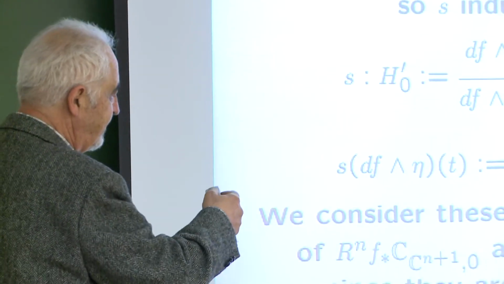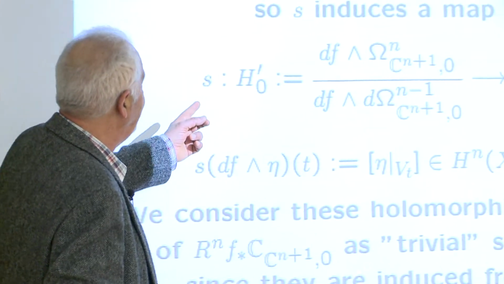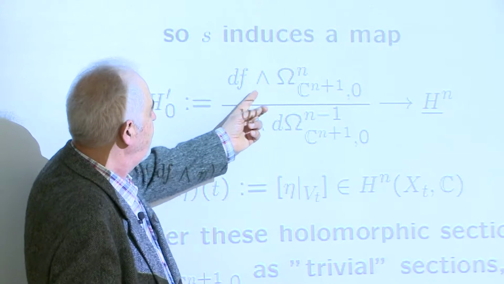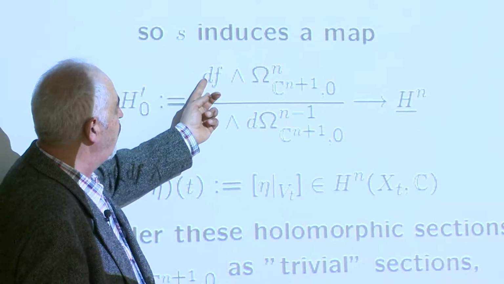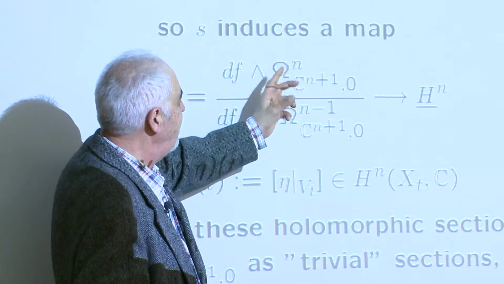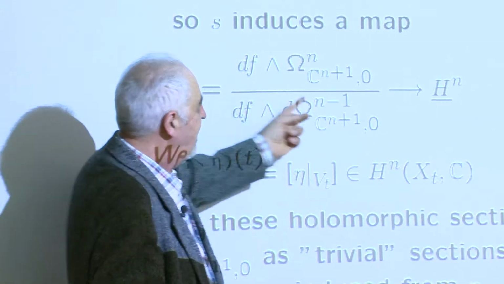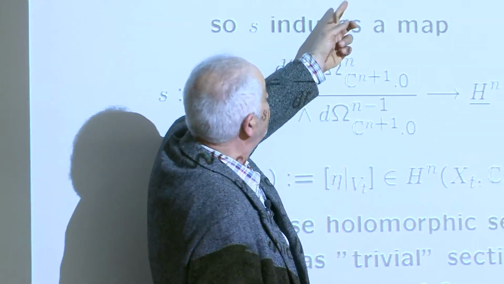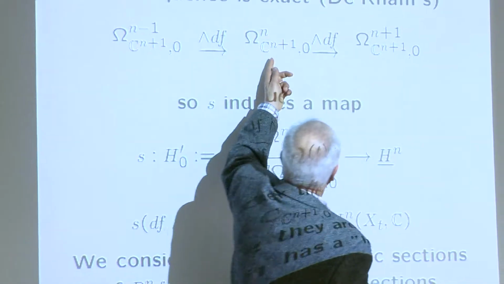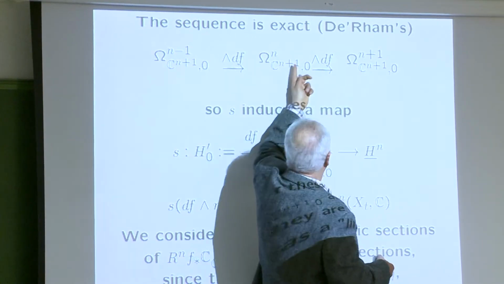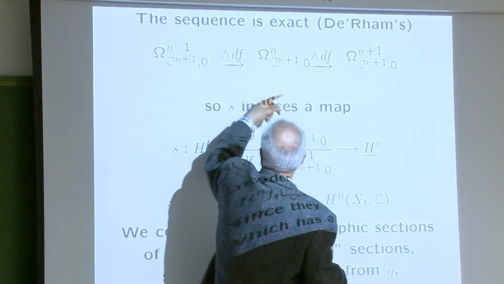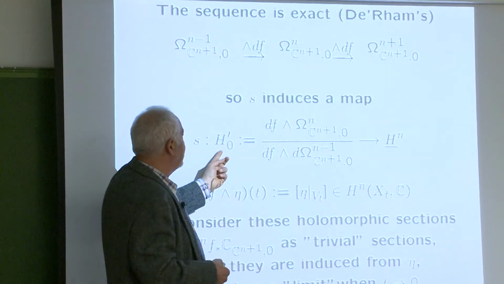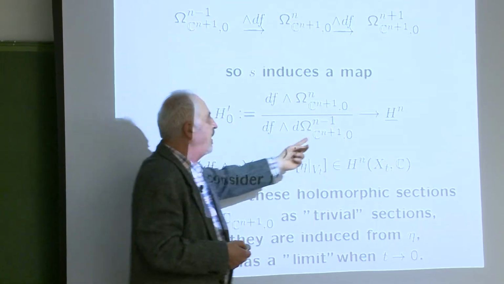By the de Rham lemma, this means that this S will be a function which is defined. If you take a form of the form df exterior with something, then this something is the one you restrict, and this gives you the map. And if something is in the kernel, you're lifting it here. If you choose another lifting, it differs by a guy over here, but I just mentioned that this guy is 0. So there is a map from this H0 prime into Hn.